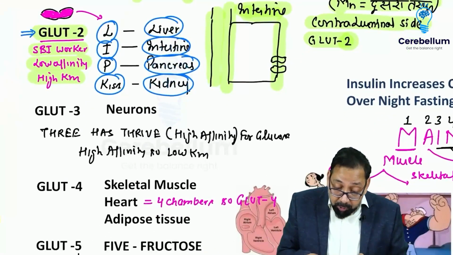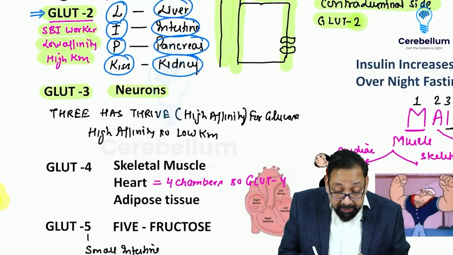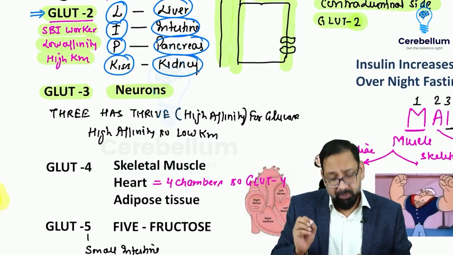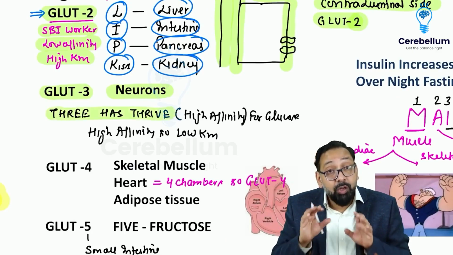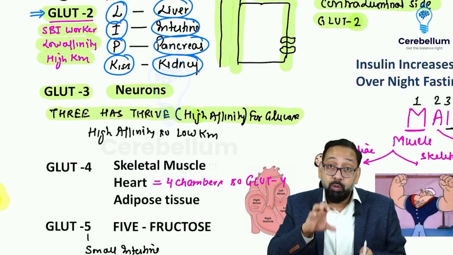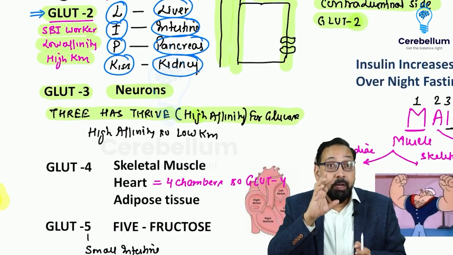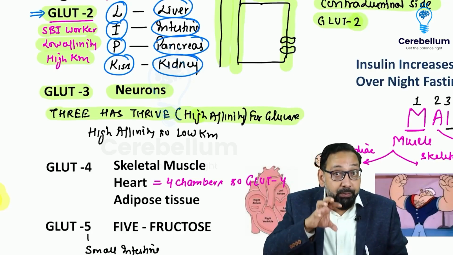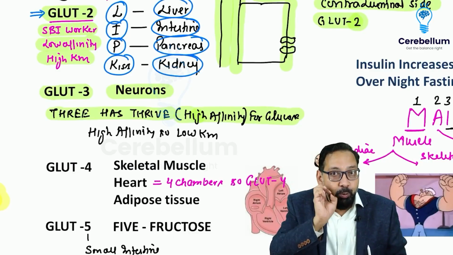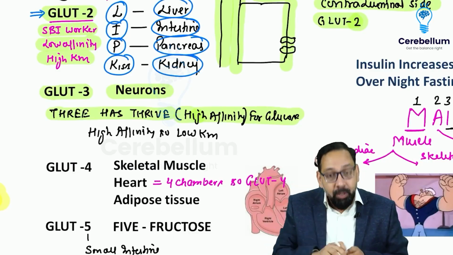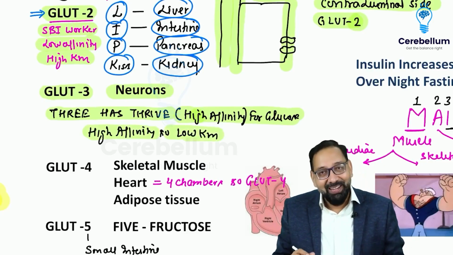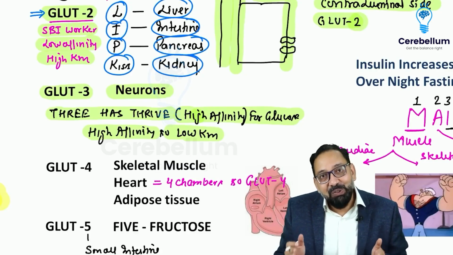Now glucose transporter 3 is present in neuron. Mnemonic is 3 has thrive. Thrive means high affinity for glucose. Neuron wants glucose at any cost. That's why nature gave it glucose transporter 3, which has high affinity. Means even if blood glucose is low, this neuron will catch and will utilize. High affinity, so Km would be low. Km is inversely proportional to affinity.